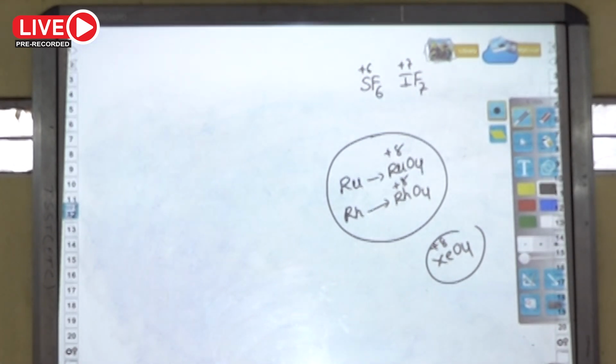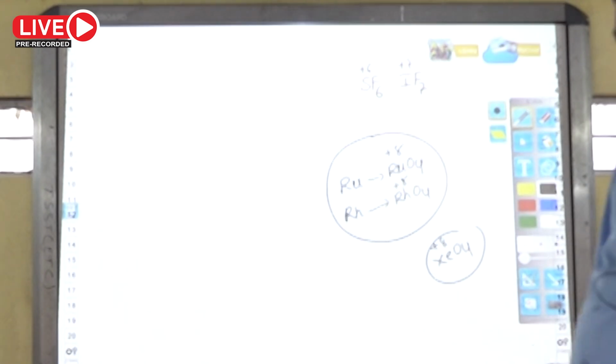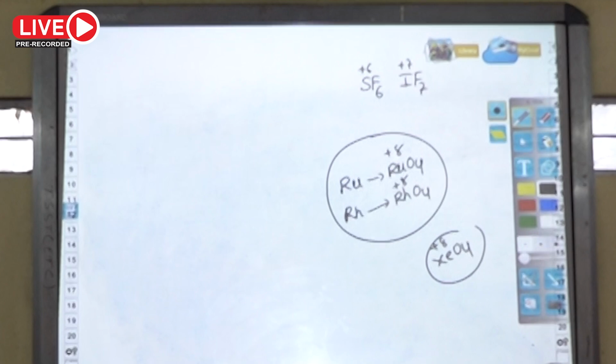So write that point. In D block metals, the highest oxidation state comes with oxygen, but not with fluorine, because of the formation of p pi d pi multiple bonding.